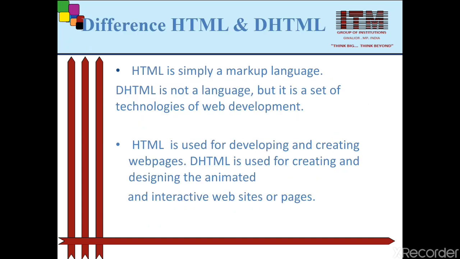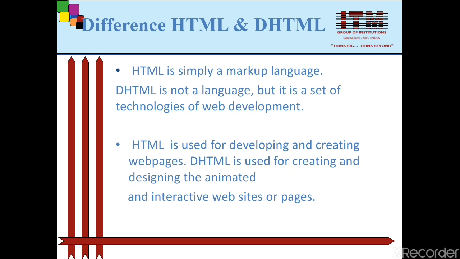Next topic is, what is the difference between HTML and DHTML? Because HTML means hypertext markup language and DHTML means dynamic hypertext markup language, and DHTML is the combination of multiple types of languages or components. So first difference is, HTML is simply a markup language, but DHTML is not a language, it is a set of technologies for web development.